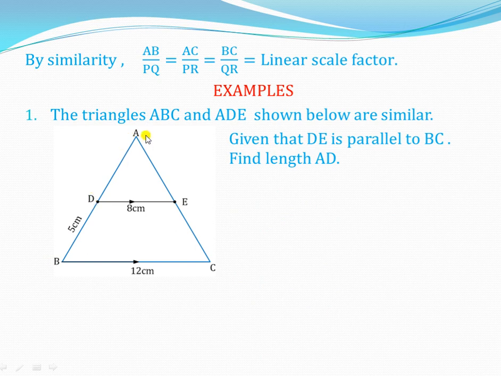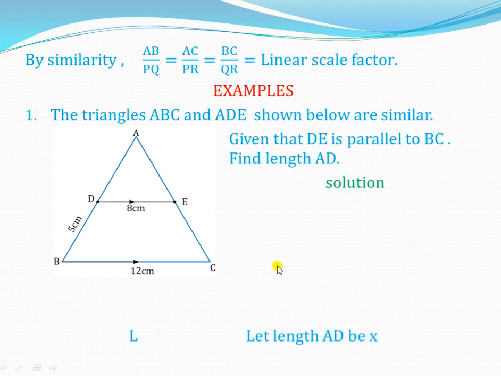Now, what you do in this case, the mere fact that we know there are two triangles which are similar, to make life so easy, you can first draw them separately. After drawing them separately, you realize we are looking for AD. And so for my case, I'm going to call length AD to first be X.